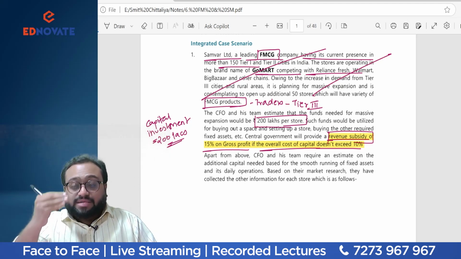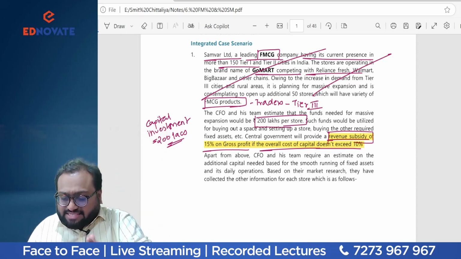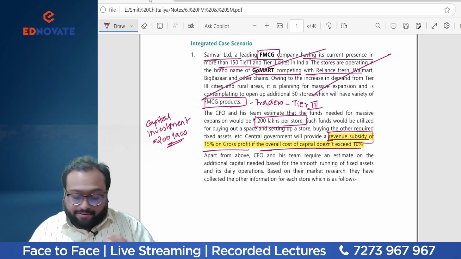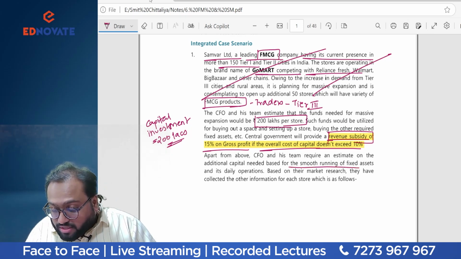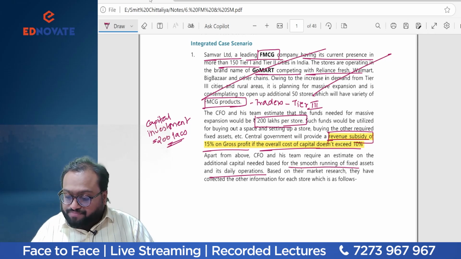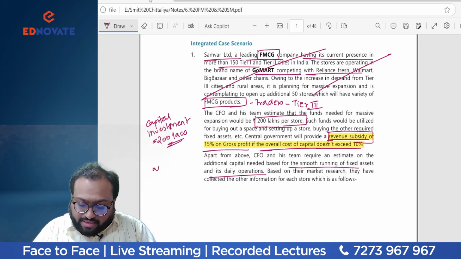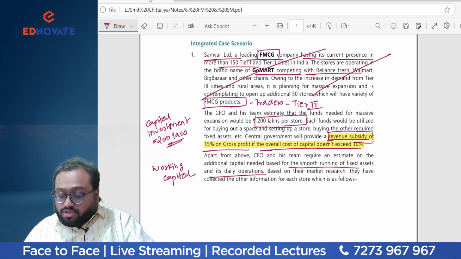Apart from the above, meaning additional to the above, the CFO and his team require an estimate of the additional capital needed for the smooth running of fixed assets and its daily operation. What I understand is that capital needed for daily operations is nothing but your working capital. Yes, sir, that's my working capital, definitely. Based on the market research, they have collected other information for each store, which is as follows.